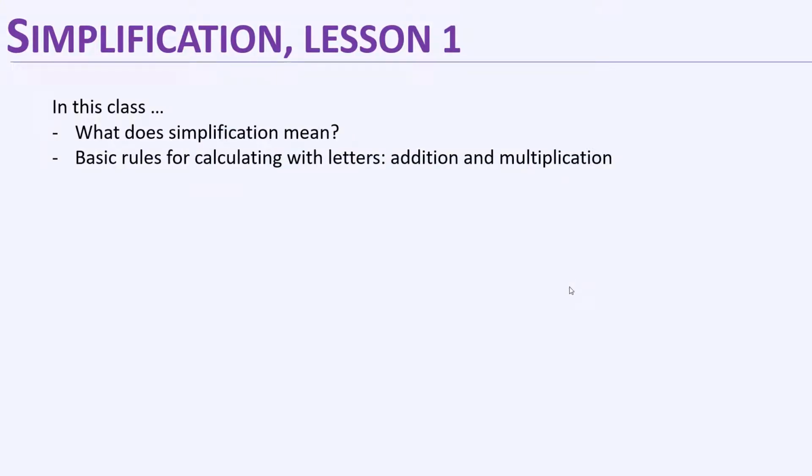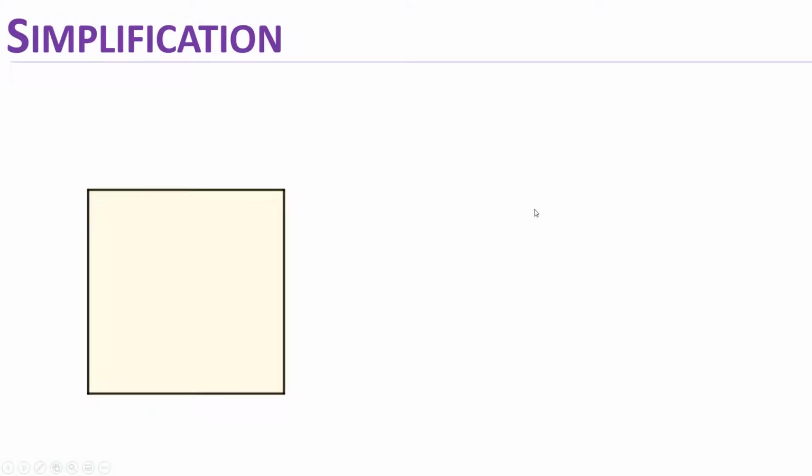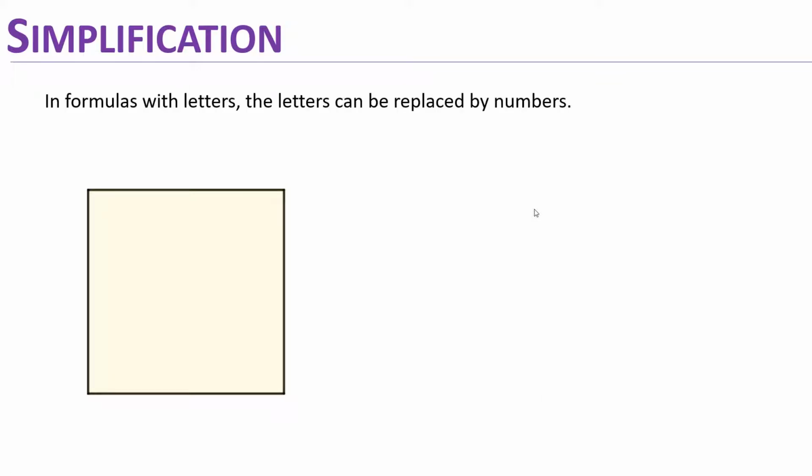In this lesson, we will look at the basics. What are we actually doing when we simplify a formula? And what are the rules that we already know from previous experience? Letters turn up in formulas, and in formulas they remind us how we calculate a number that is related to other numbers. For example, the perimeter of a square is the lengths of all its sides combined. So we can make a formula for the perimeter of a square.